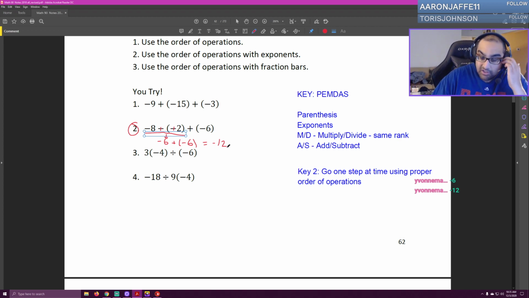Okay, let's do the next one. Again, let's just go slow. So we have 3 times -4 divided by -6. Here we have multiplication and division. Now that we know that multiply and divide are on the same rank, let's just go in order, left to right, since we have both multiply and divide. So let's first do 3 times negative 4. And what's that going to be? 3 times negative 4.